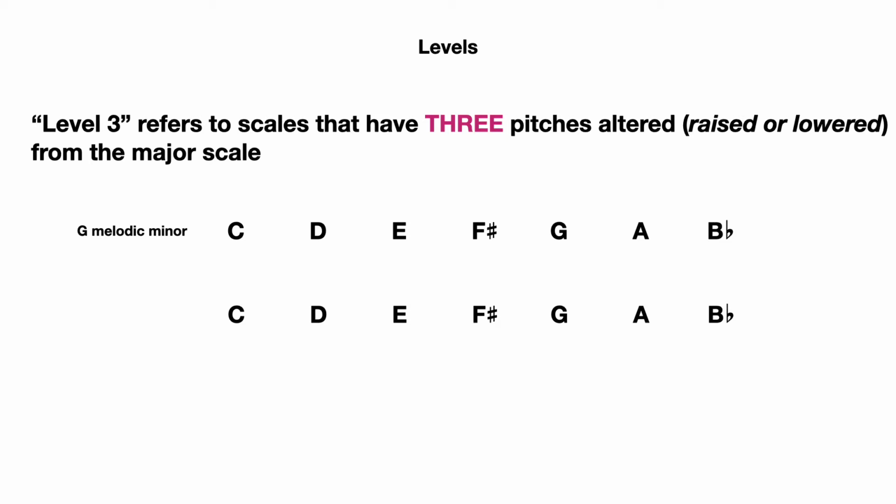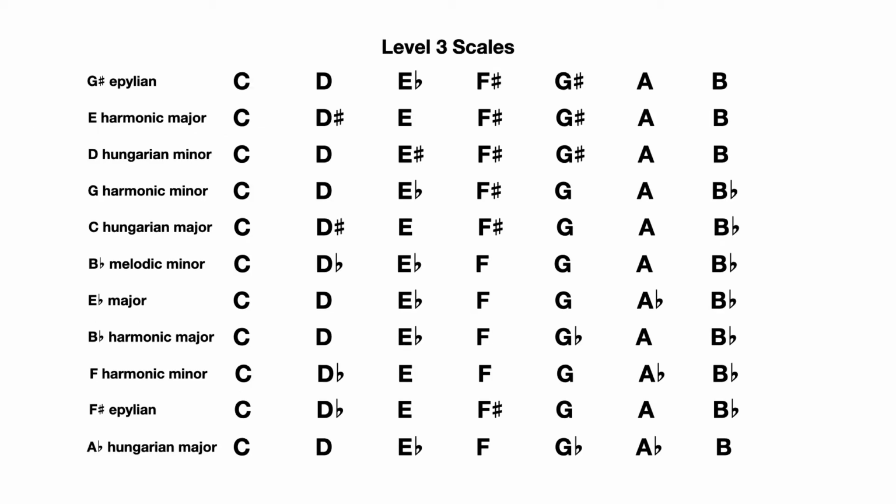Level 3 refers to scales that have 3 pitches altered from the major scale. So if we take G melodic minor, which is a level 2 transformation, and we alter one of these pitches, say the 3rd, we can lower the 3rd to E flat, and that gives us G harmonic minor. So G harmonic minor is a level 3 transformation. There are 11 level 3 scales.